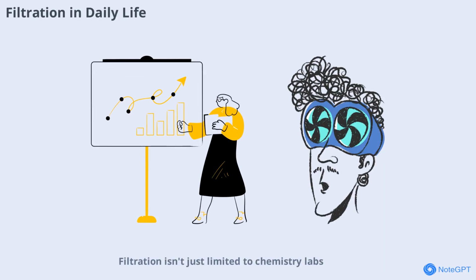Filtration isn't just limited to chemistry labs. It's a process we encounter in daily life. For example, coffee makers use filters to separate coffee grounds from the liquid, and air purifiers filter out dust and allergens. Even water treatment plants rely on filtration to remove impurities from drinking water. These everyday examples highlight the importance and versatility of filtration as a separation technique. Understanding the science behind these processes can help us appreciate the technology that keeps our lives clean and safe.